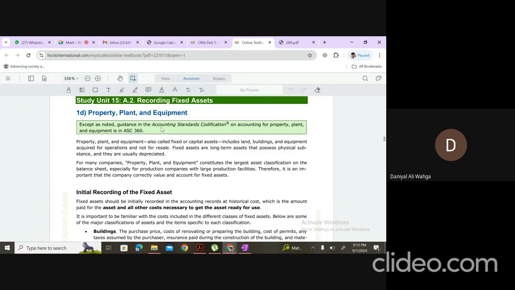Property, plant and equipment, also known as fixed or capital assets, are land, buildings and equipment acquired for operation and not for resale purposes. These assets are used to produce the goods which are then sold in the market to earn our revenues. For many companies, property, plant and equipment constitutes the largest asset classification on the balance sheet, so it is important that the company correctly values and accounts for its fixed assets.